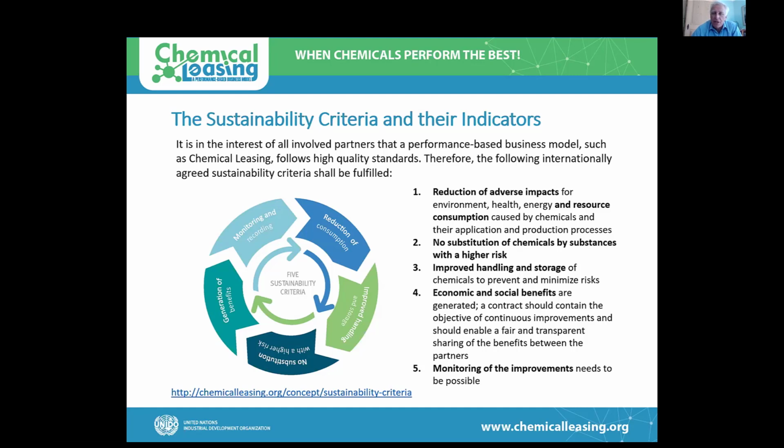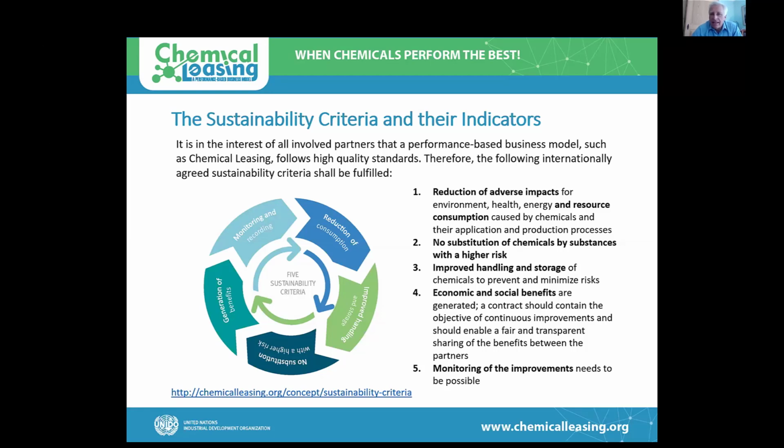I just mentioned the social dimension of sustainability, and this finds its way in the third criterion, what we call improved handling and storage of chemicals to prevent and minimize risks. Many accidents occur around the world by improper handling and improper storage of chemicals. And so with chemical leasing, where we have this more intensive collaboration between the partners, the idea is to improve it and in this way contribute to social benefits for the partners.